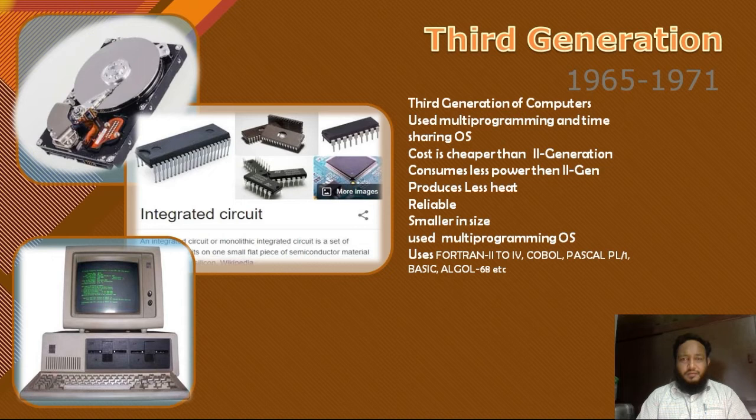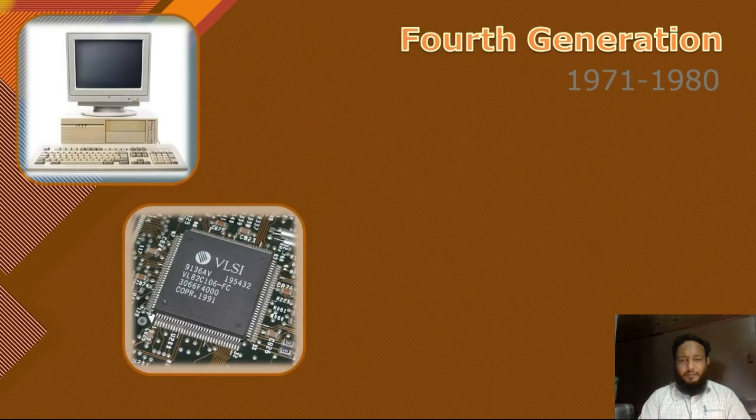These third generation computers used Fortran 2, Fortran 3, Fortran 4, COBOL, Pascal, PL/1, BASIC, and Algol as programming languages. The examples are IBM 360, Honeywell 6000, and PDP. Then the fourth generation came, from 1971 to 1980.